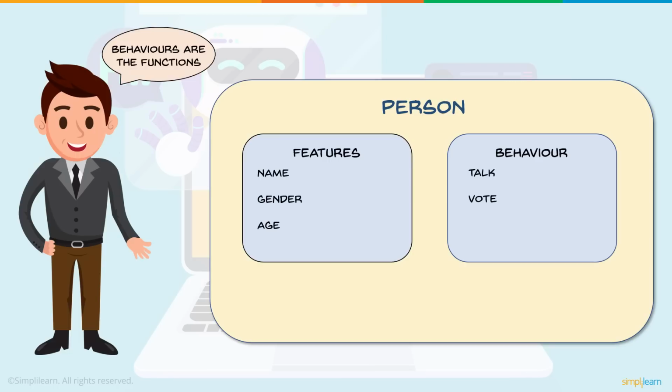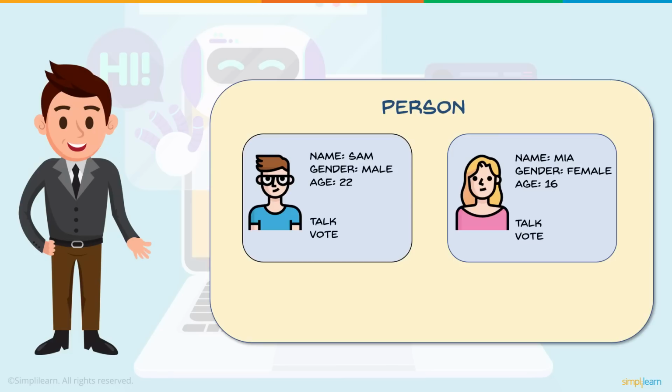Now that we saw what features and behavior are, and how person, which is a class, describes these things, let's look at what an object would look like under this class person. Here we have two objects of the class person. Our first object, on your left hand side, has the features name, gender, age, and the behaviors talk and vote. Every object has to have these features because these are what's defined under the class person. The object on your right also has the same features and the same behaviors. What is it that makes these two objects two separate entities then?